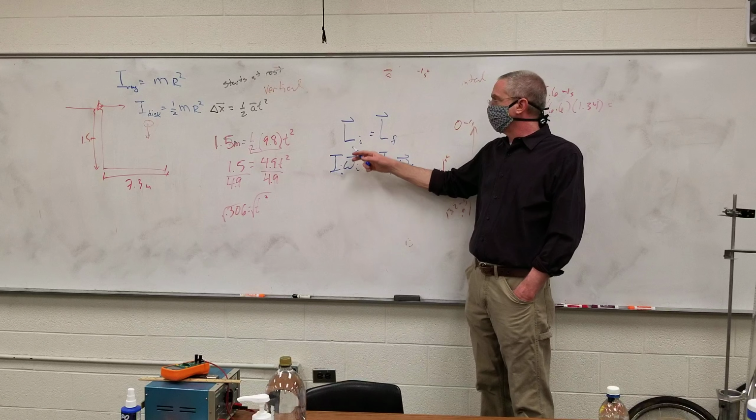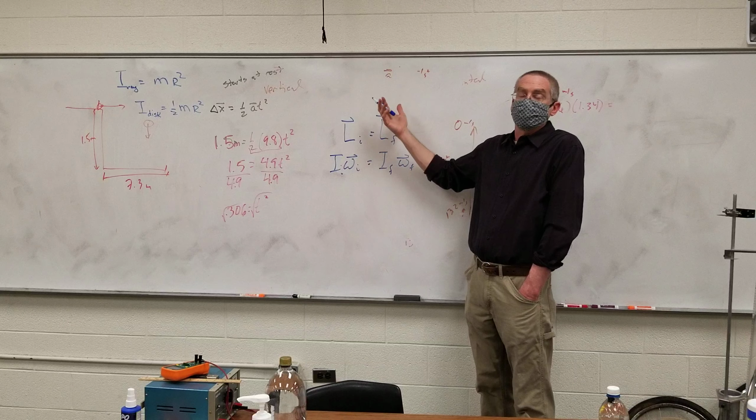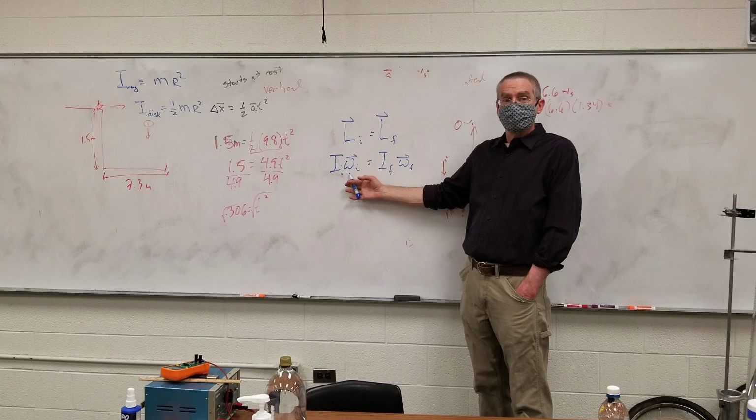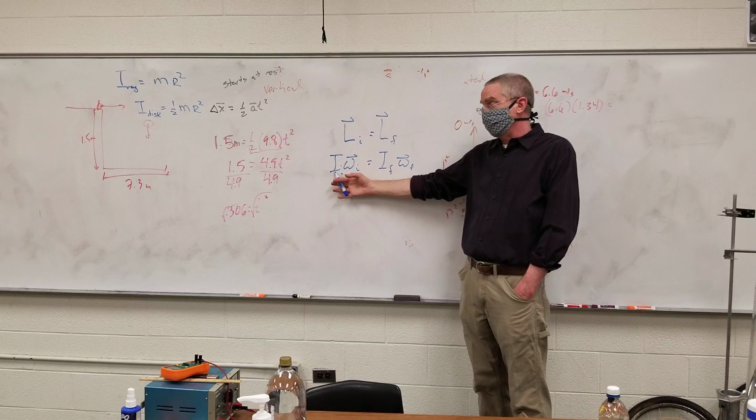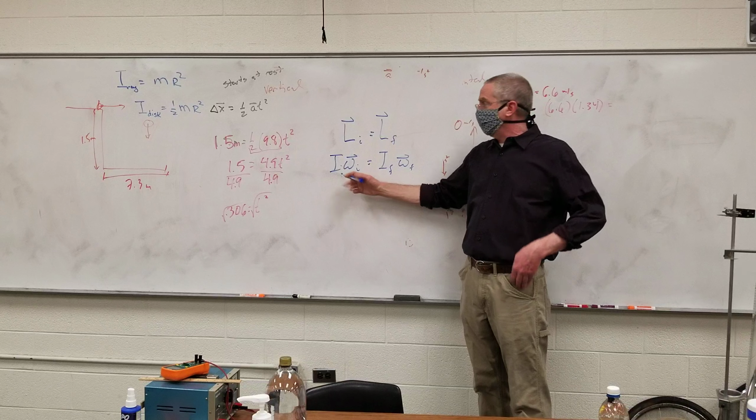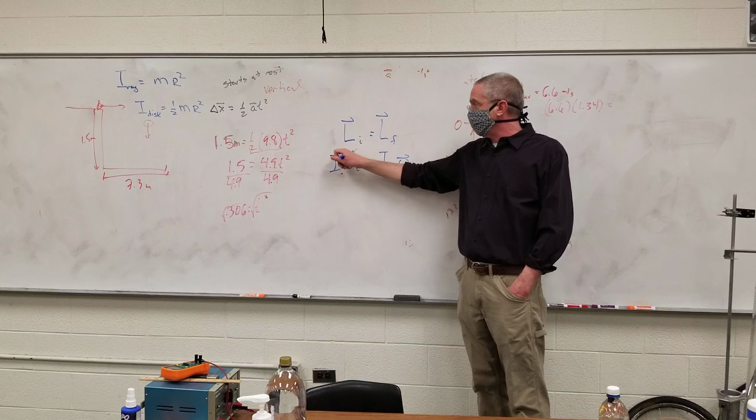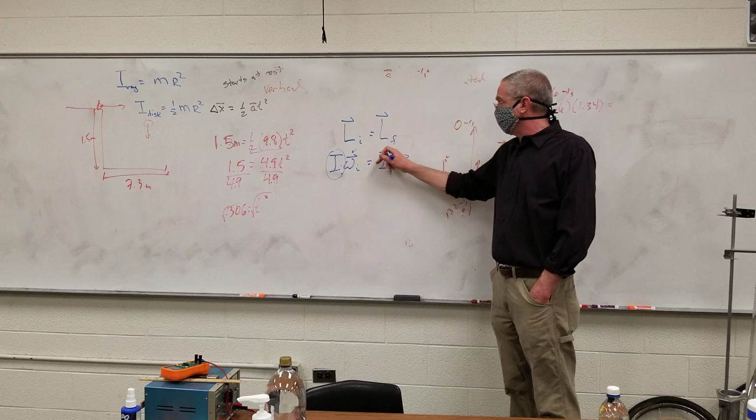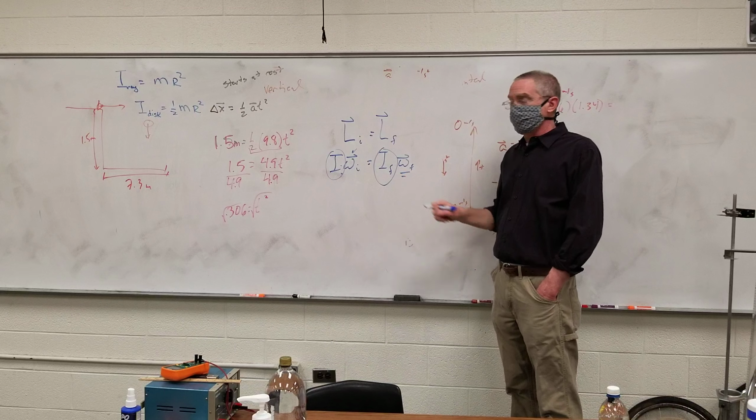For angular momentum, there are two formulas. One of them is you multiply I times omega, the moment of inertia times the angular velocity. I gave you enough information to find that, so you just solve for it.